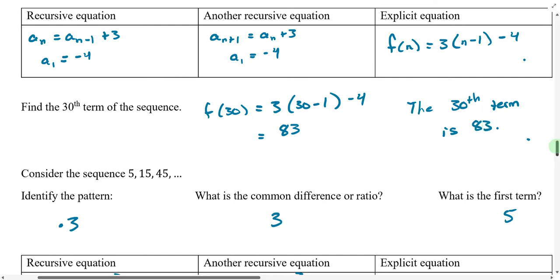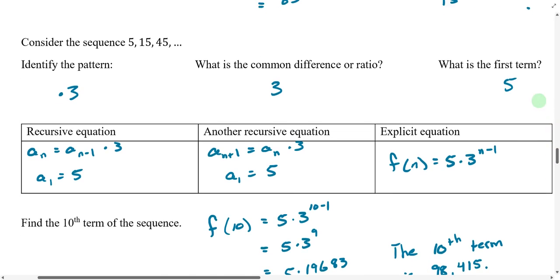Okay, one more time here, we've got another sequence, 5, 15, 45. The pattern here, we're multiplying by 3, 5 times 3 is 15, 15 times 3, 45, and so forth. What is the common difference or ratio? Well, it's whatever we're multiplying by, right? So we are multiplying by 3, that is our common ratio. All right, what is the first term? Well, it's right here. So we've got all of the key information that we need.